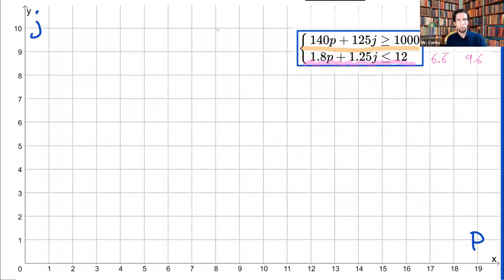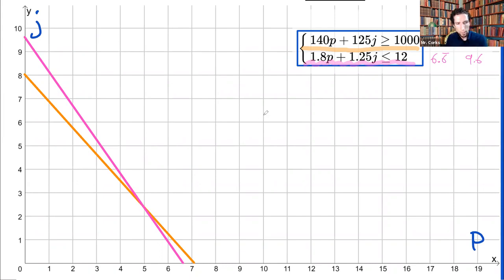Let's put these on our graph. So the first one, the orange one, we have P at 7.14. So hard to put the exact location, but it's going to be about here. And then 8, that one we can do precisely. And our other one, J 9.6, 9.5 is there. So let's just go up a little bit. And then 6.6 will give us about there. Okay, so those are the lines.